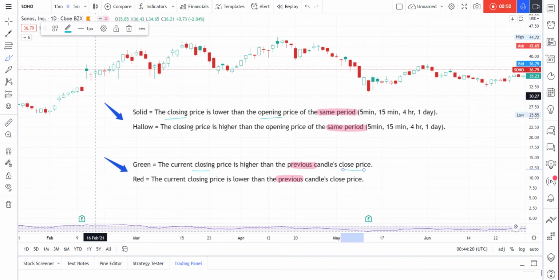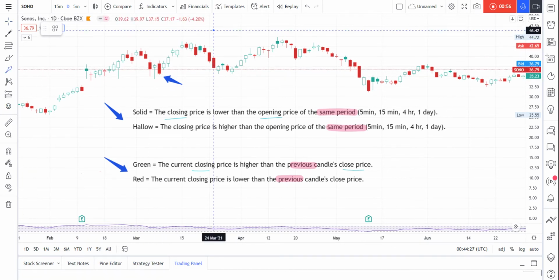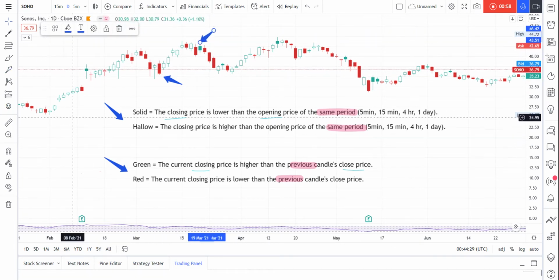Here, if a candlestick is solid, no matter what color it is, as long as it's solid, it means the closing price is lower than the opening price of the same period. If our time frame is 5 minutes, the closing price is lower in the same 5 minutes. Or if it's one day, it means the closing price is lower than the opening price in the same day. And color is not important, only solid.